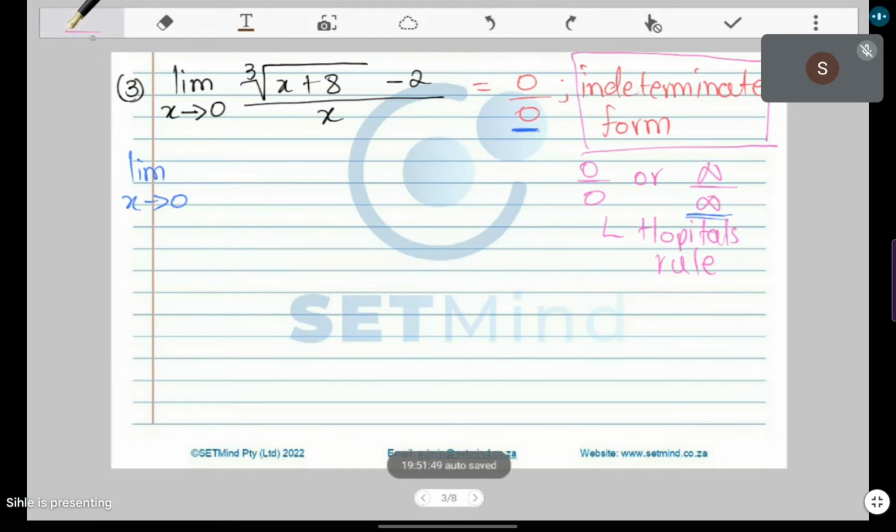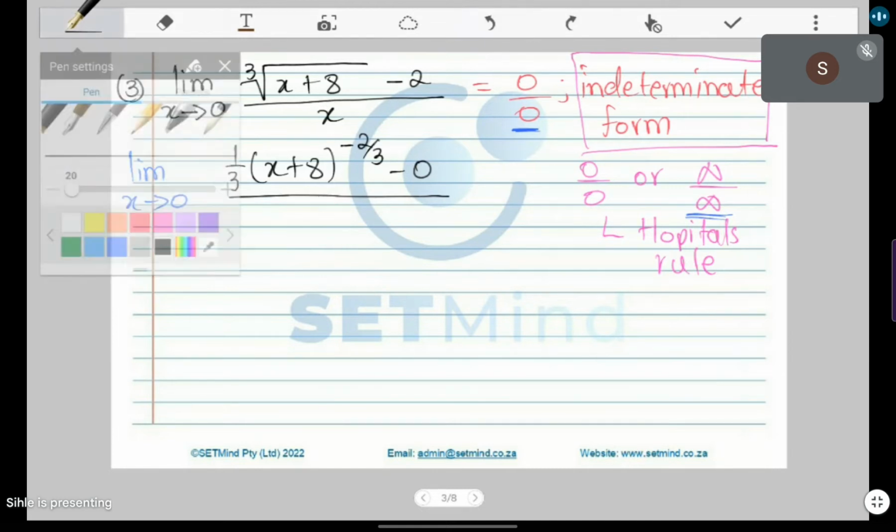So if we do exactly that, the numerator here is going to be 1 over 3 multiplied by x plus 8 to the power of 1 over 3 minus 1. It's 3 over 3. That's minus 2 over 3. And my 2 is going to be 0. And then I'm going to divide by the derivative of x.